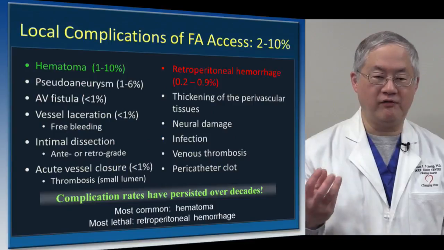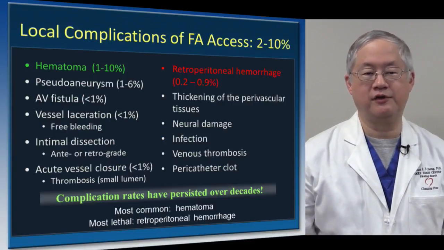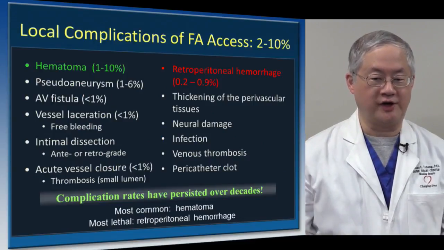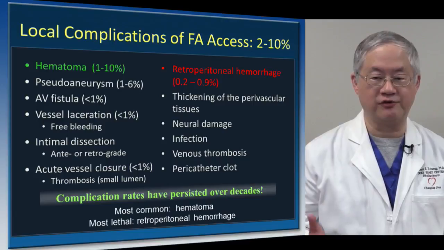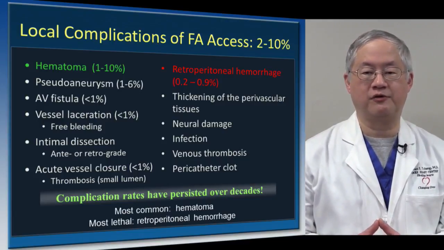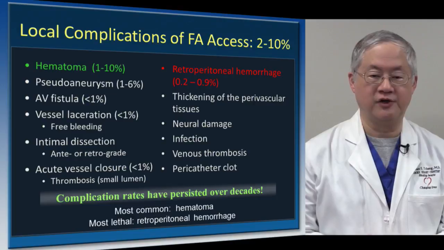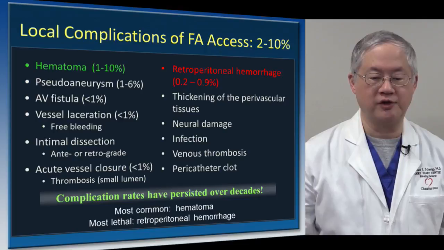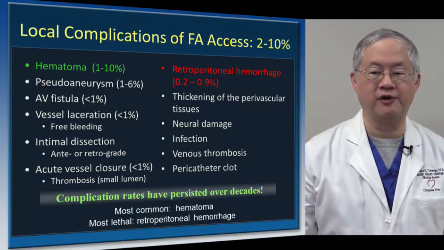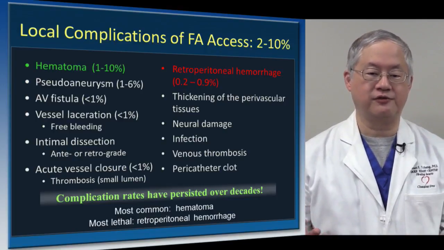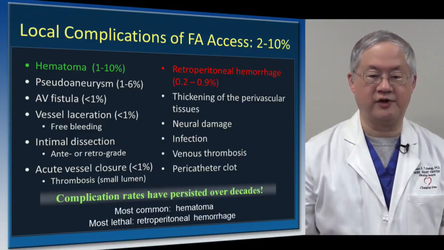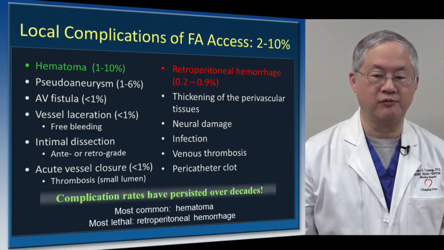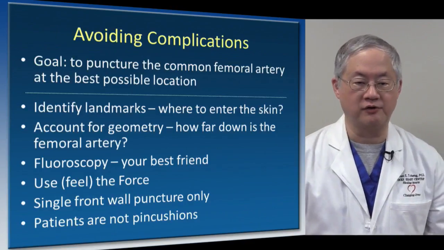However, even with now over 50 years of experience of establishing femoral arterial access, it turns out that there's a fairly high rate of complications. Local complications of femoral, especially arterial vascular access, range in the 2 to 10% range, with the most common being hematoma formation and the most lethal being retroperitoneal hemorrhage. And so the question is, how can we improve on that basic technique to better understand what we really should be doing in terms of accessing blood vessels in the femoral triangle?